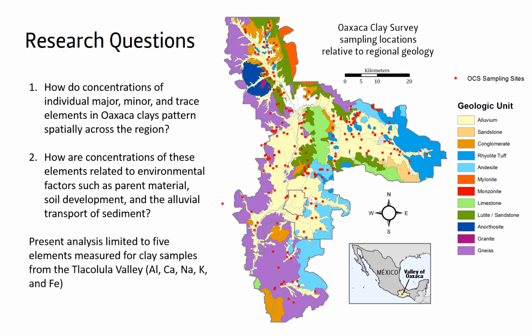Because this is an exploratory study, the present analysis is limited to 5 elements measured for 137 clay samples from the eastern Tlacalula branch of the valley. These include aluminum, calcium, sodium, potassium, and iron.